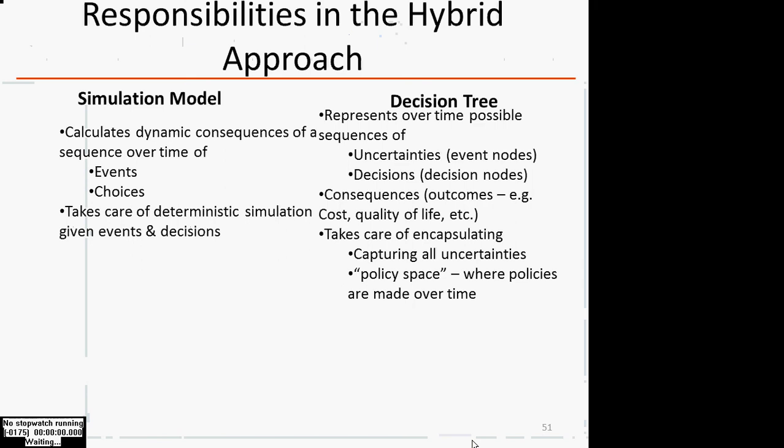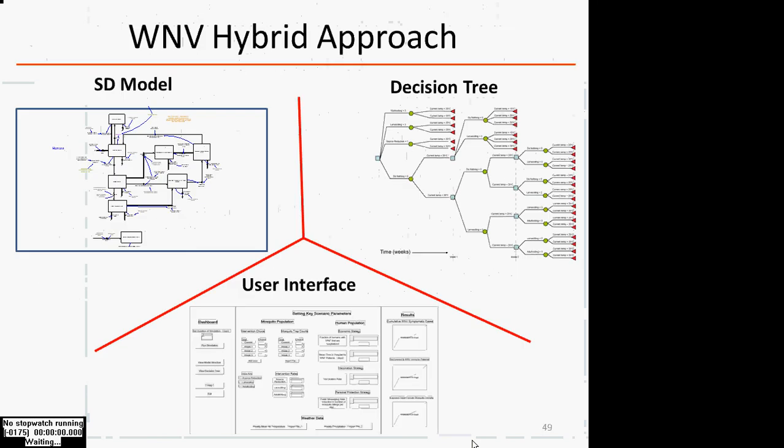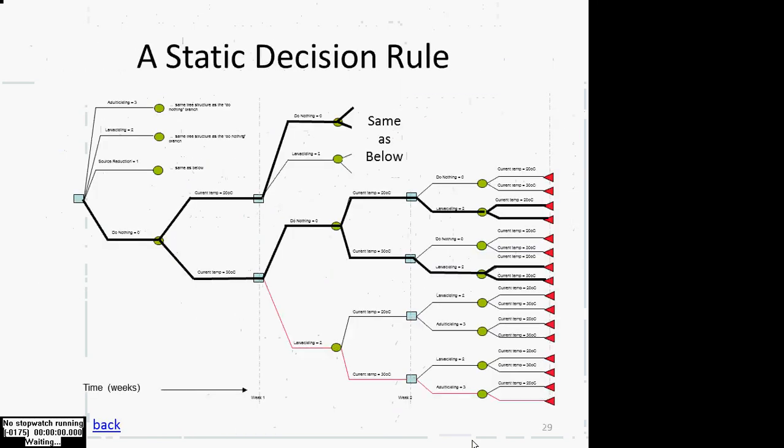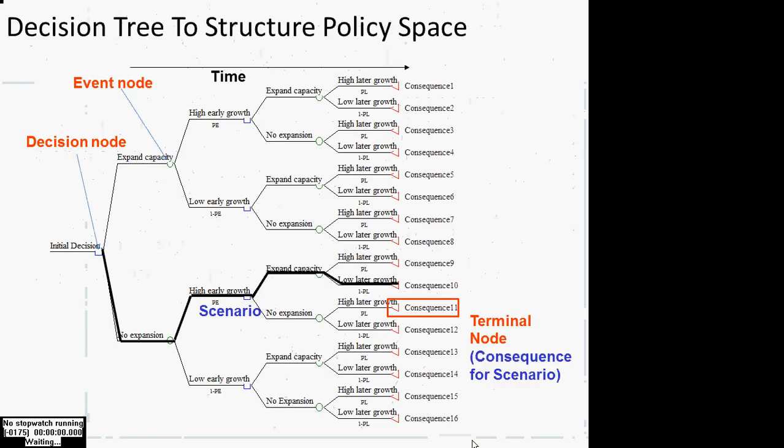From the simulation model. Those consequences, ladies and gentlemen, are associated with particular paths over time, particular scenarios. This scenario, involving a single path from root to the terminal node, involves a specific sequence of decisions and events over time, and the simulation model is responsible for simulating that particular scenario and associating the consequence, the outcome of that simulation model, with this terminal node. Do you get that?